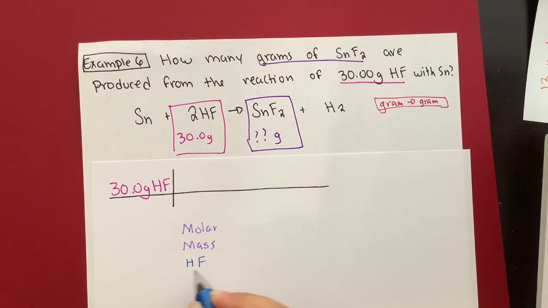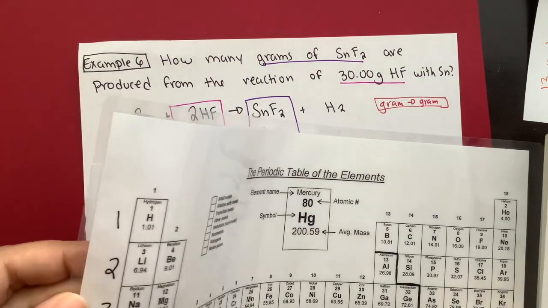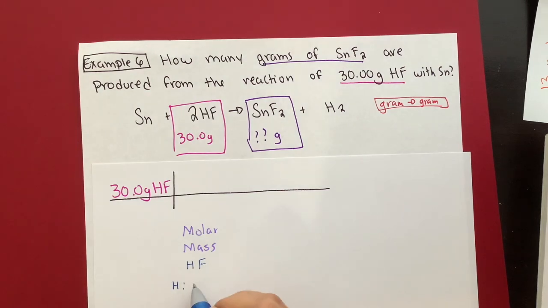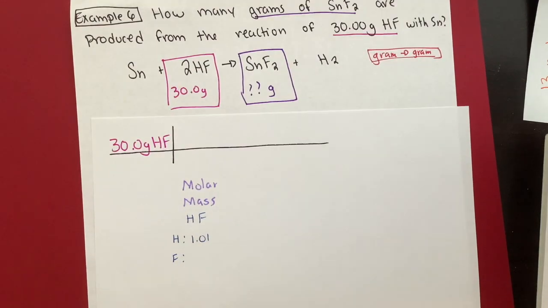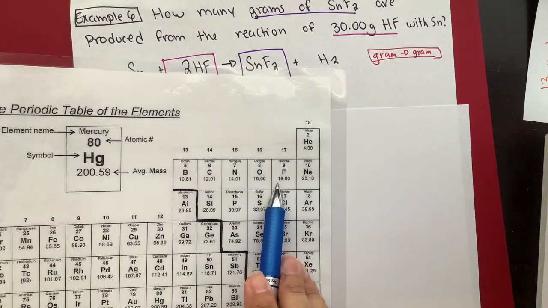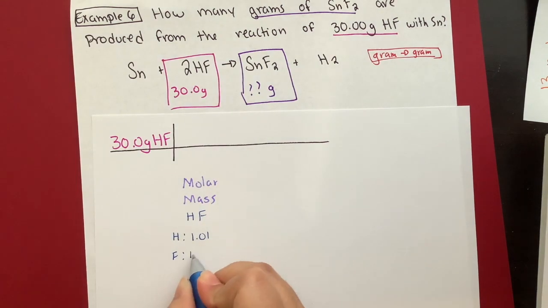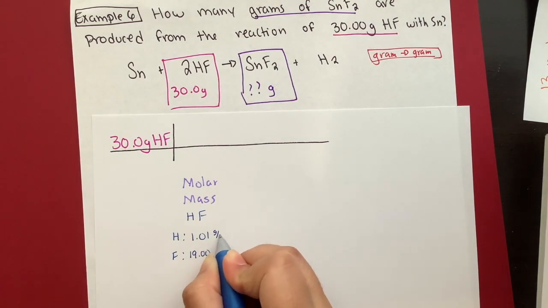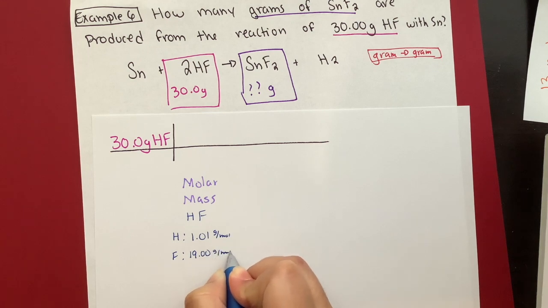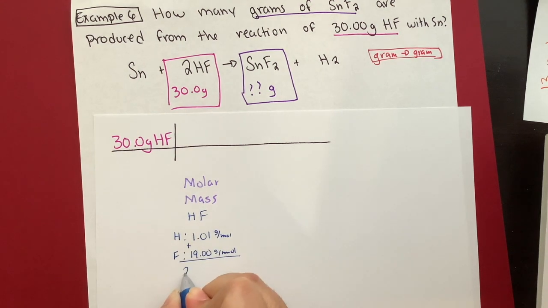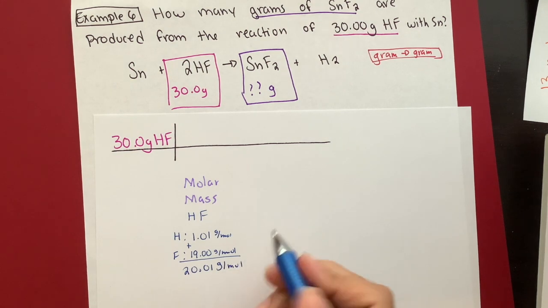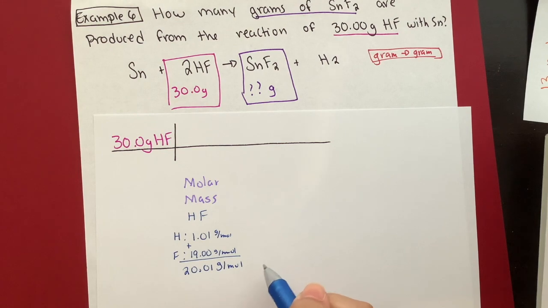So I have 1 H, which has a mass of 1.01. Remember, you go to the periodic table. I have F, and I only have one of them. So I go to the periodic table, look for fluorine, and the mass is 19.00. Both are grams per mole. To find the overall mass, I add these two numbers, and it gives me 20.01 grams per mole. So this tells me how many grams are in 1 mole of HF.